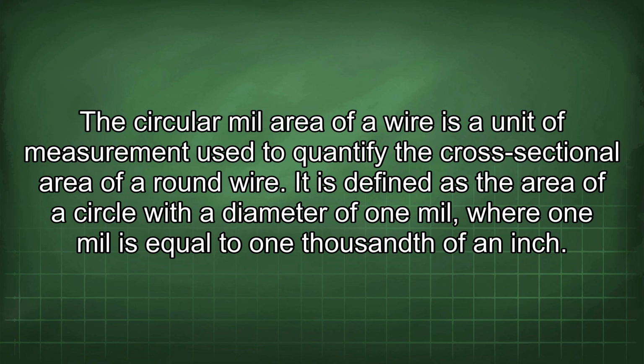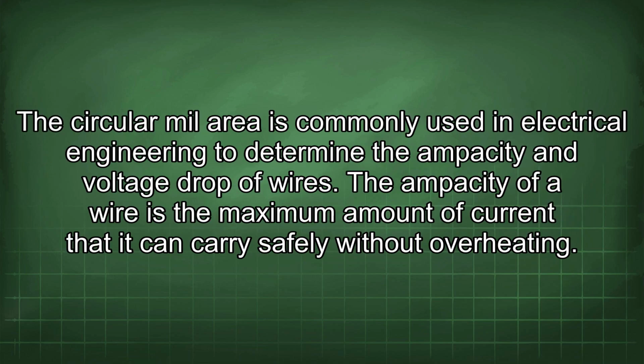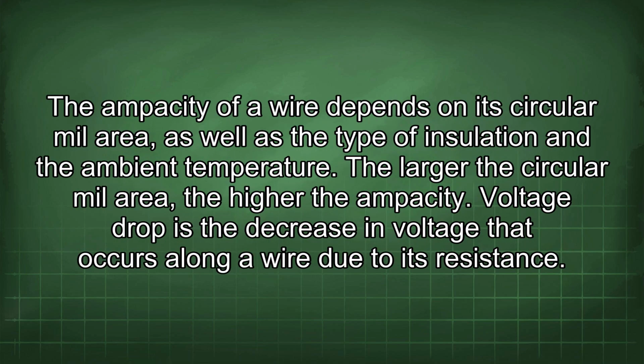The circular mil area of a wire is a unit of measurement used to quantify the cross-sectional area of a round wire. It is defined as the area of a circle with a diameter of 1 mil, where 1 mil is equal to 1/1000th of an inch. The circular mil area is commonly used in electrical engineering to determine the ampacity and voltage drop of wires. The ampacity of a wire is the maximum amount of current that it can carry safely without overheating. The ampacity of a wire depends on its circular mil area, as well as the type of insulation and the ambient temperature. The larger the circular mil area, the higher the ampacity.